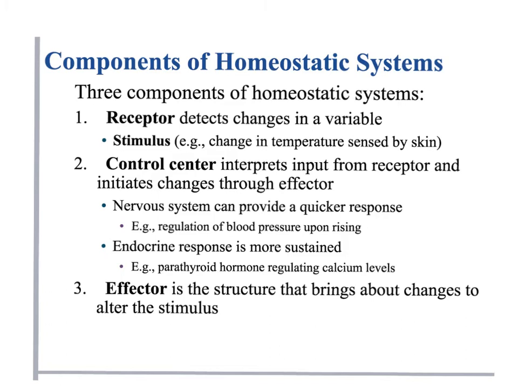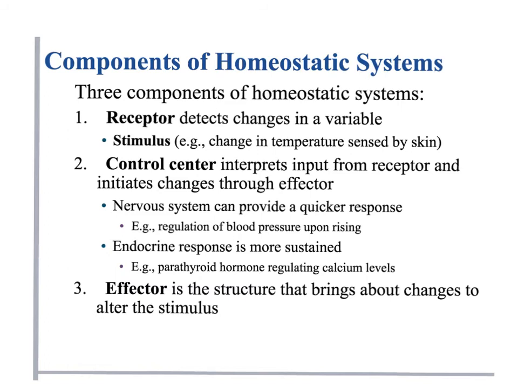All right? What's the effect of an elevated body temperature? You sweat, right? Well, where does the sweat come from? Sweat glands. Okay? So in this case, the sweat gland is your effector. It is going to release sweat on the skin to help cool you down. The effector is a structure that brings about the change, right, to alter the stimulus.